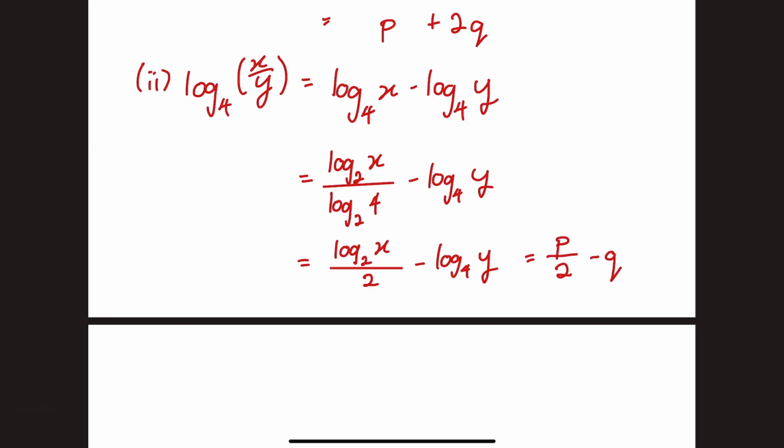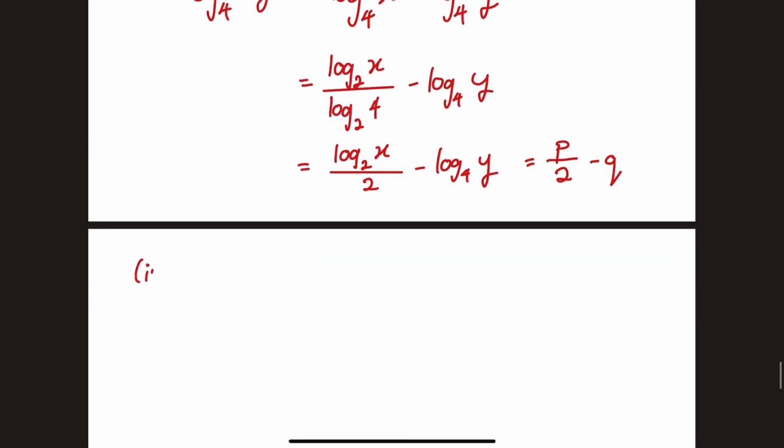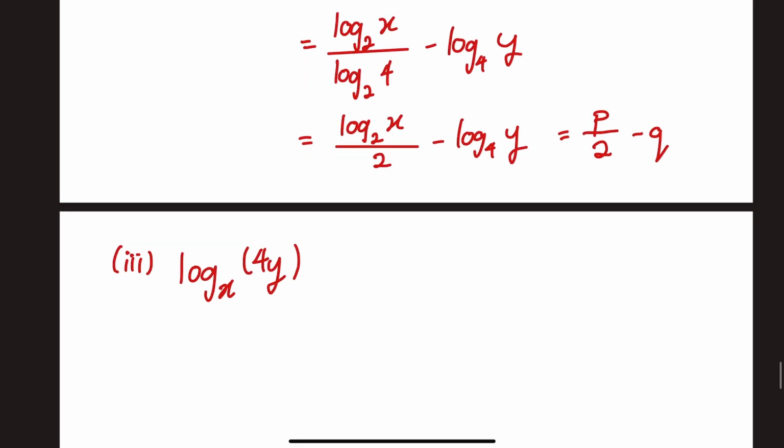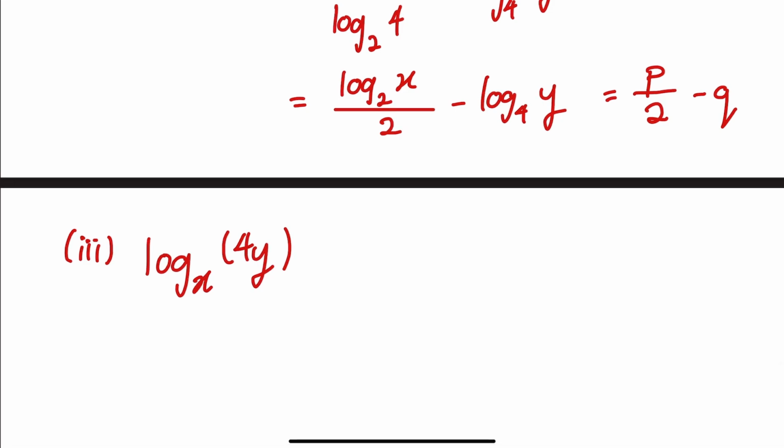Okay, let's now look at part 3. Part 3 here, I have log base x of 4y. In order to do this, I note that over here the question never gives me any unknown base. I must make this a certain number that I know. So let's choose the easiest number. Let's say I choose base 2. By change of base formula, this is log base 2 4y over log base 2x.